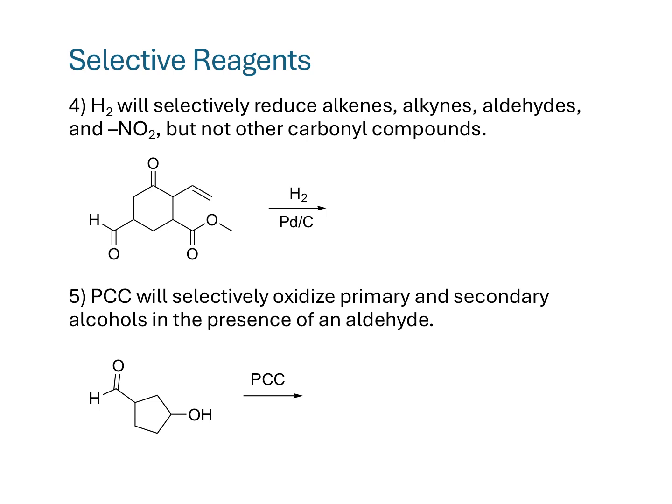The fourth one that we've seen before is hydrogen gas. It will selectively reduce pi bonds from alkenes, alkynes, and in the carbonyl family, it will reduce aldehydes. We haven't seen this yet, but later on we'll see that H2 can also reduce nitros to amines, but don't worry too much about that one at the moment. But it's not going to reduce other carbonyl compounds.